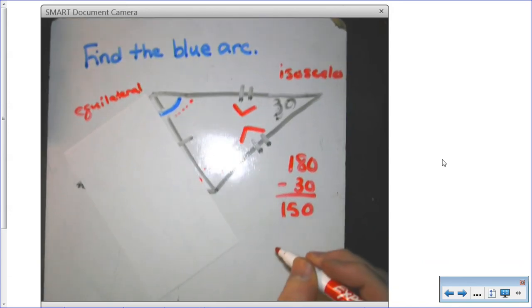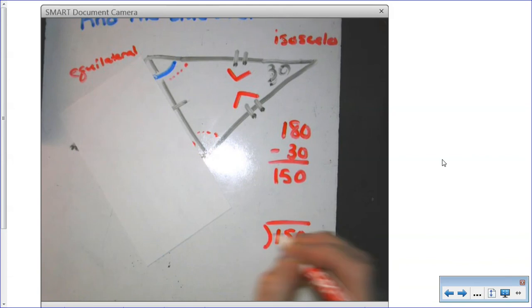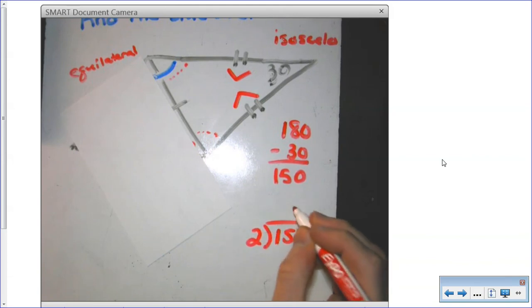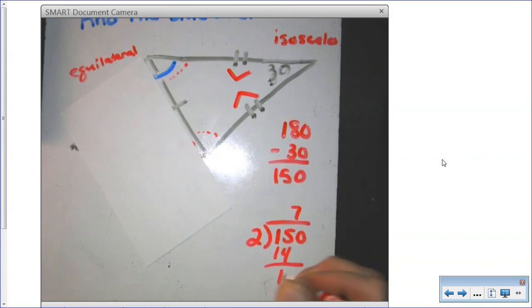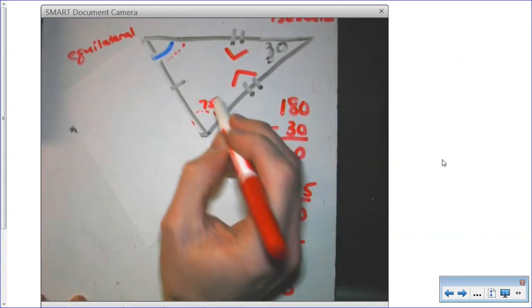Then, because it's an isosceles triangle, remember I'm going to do 150 degrees, divide that by two equal angles, and I'm going to have 75 degrees in each of these equal angles.